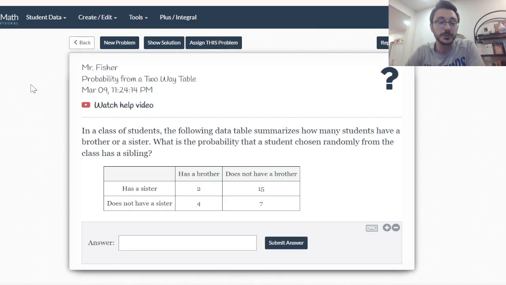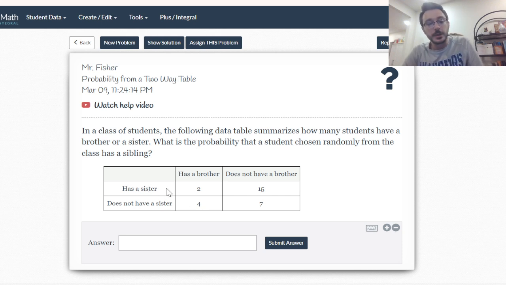The next one's very similar. You just have to turn it into a probability, kind of like what we were doing like a week or so ago. Says in a class of students, the following data table summarizes how many students have a brother or sister. What is the probability that a student chosen randomly from the class has a sibling?